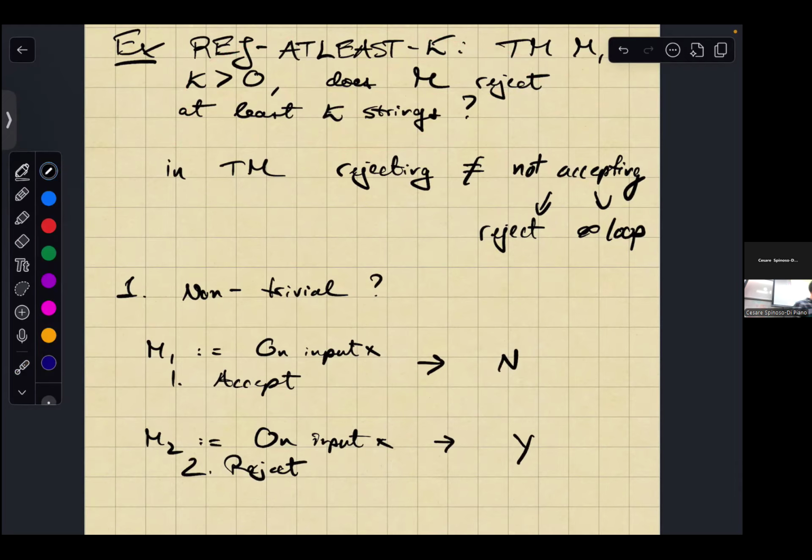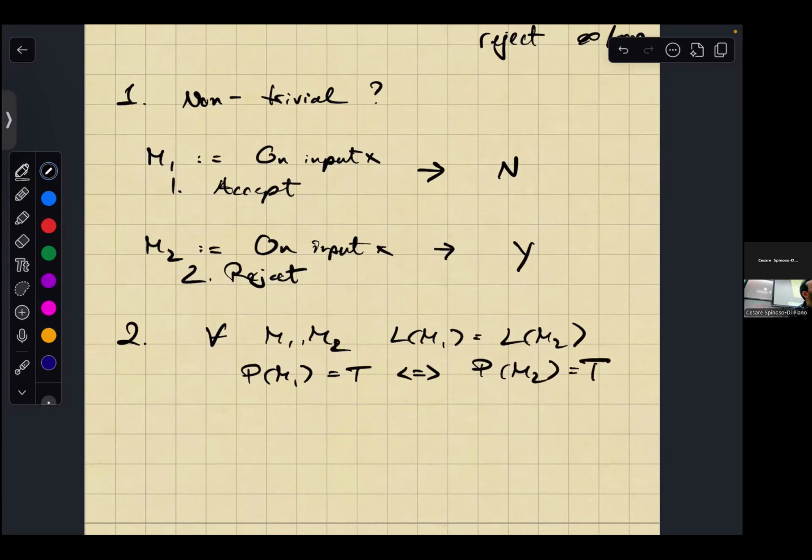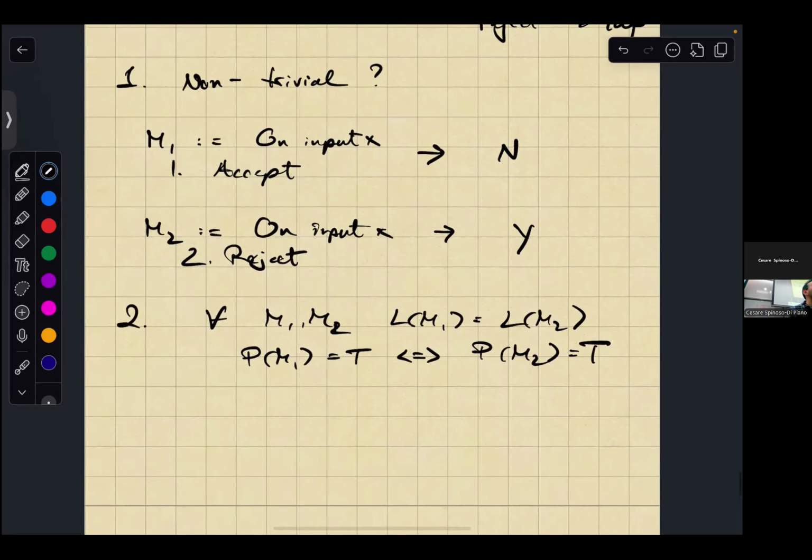So this isn't where the argument fails. The place where the argument fails is in the following case, right? So remember, for this to be a property of language, for every possible pair of Turing machines, if they accept the same language, then the property is satisfied if and only if it's satisfied by both, right? But now, actually, I'm going to be able to find two Turing machines which accept exactly the same language, but where one is a yes and another one is a no, right?